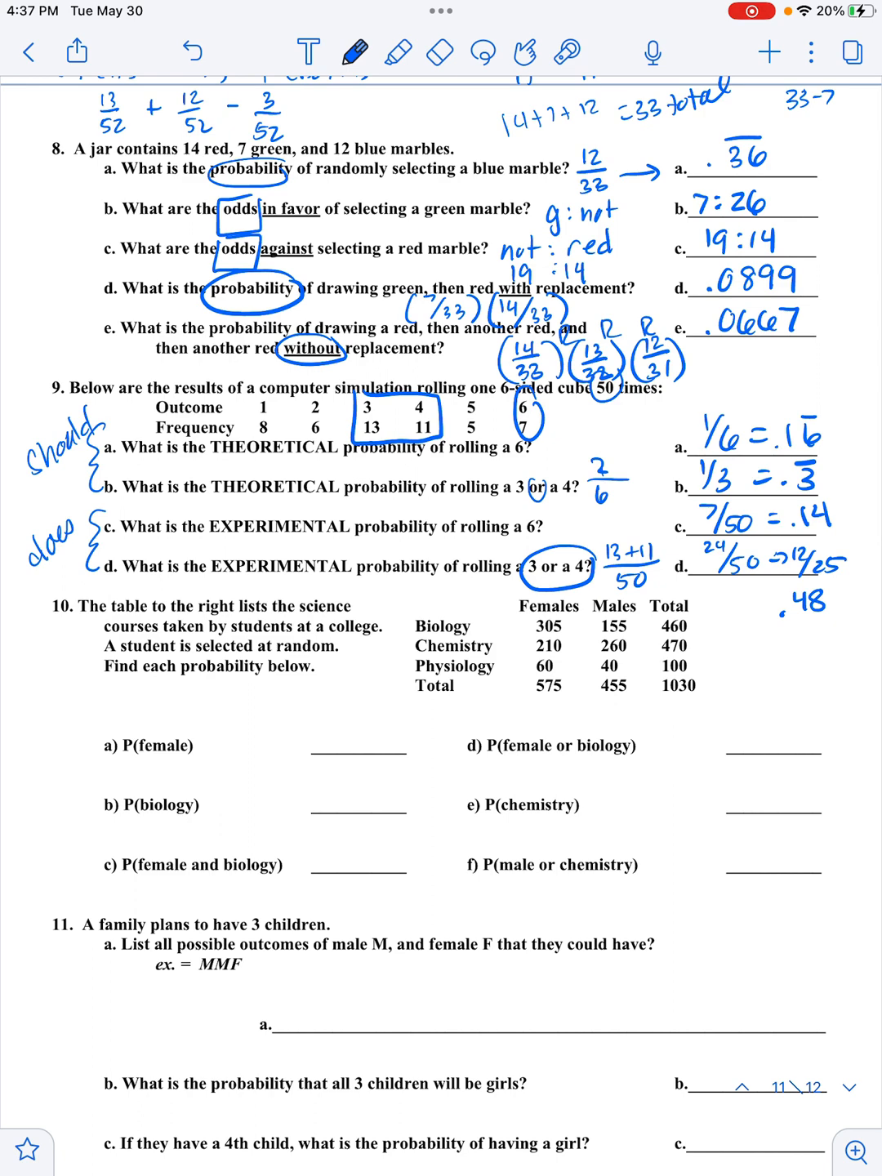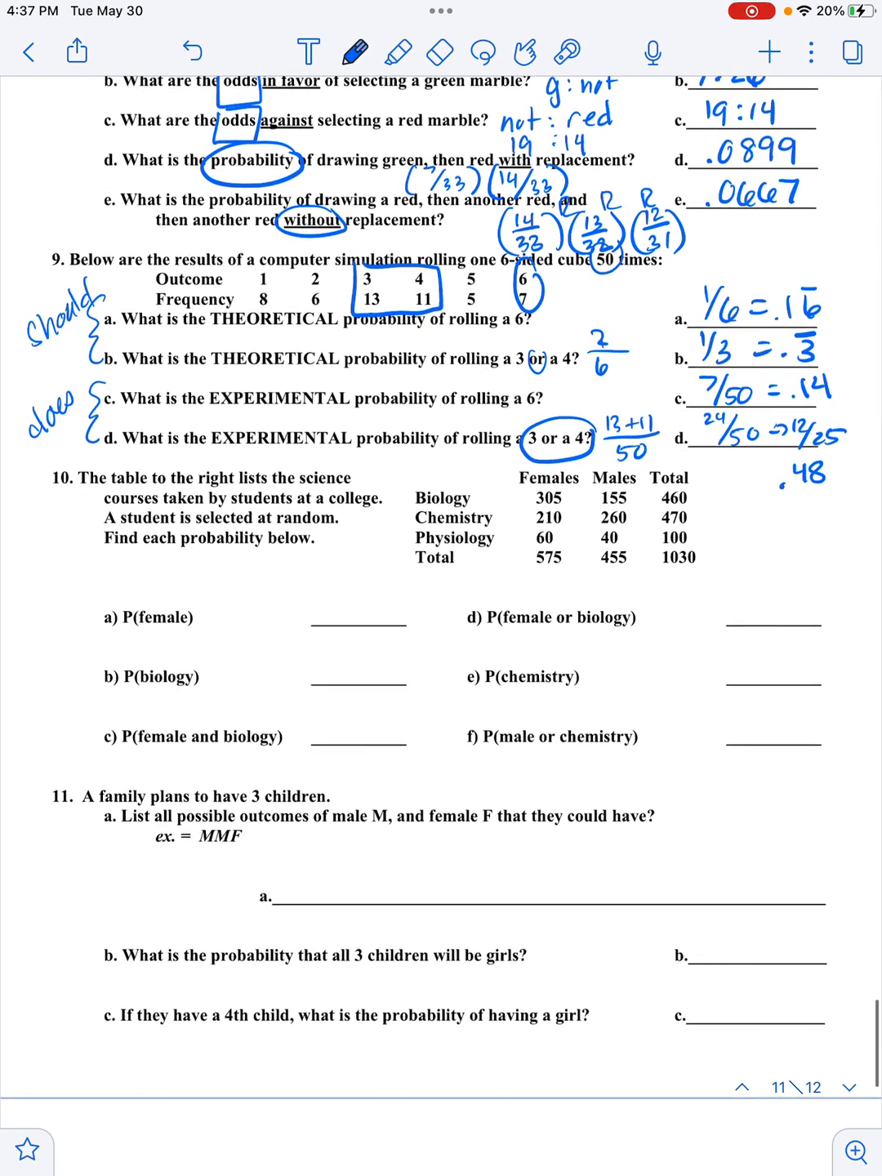Okay, so here you have to just use the chart of data. The probability that somebody is a female. Now keep in mind, the total of everything is 1,030. So the probability that somebody is female is the number of females over the total. And so the total number of females is 575 out of the 1030. And if you change that to a decimal, you get 0.5583.